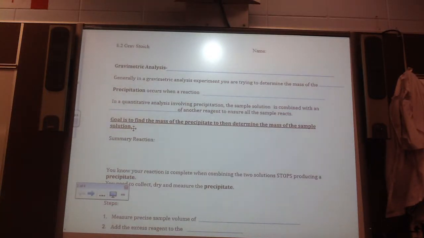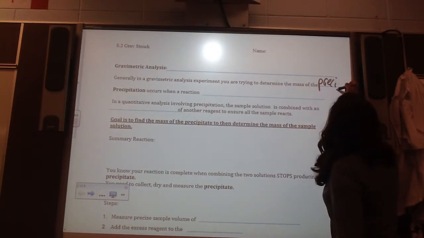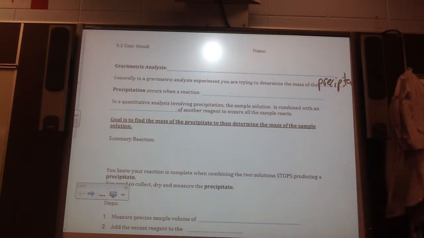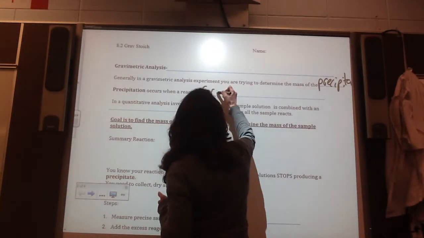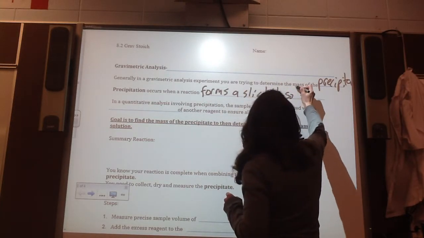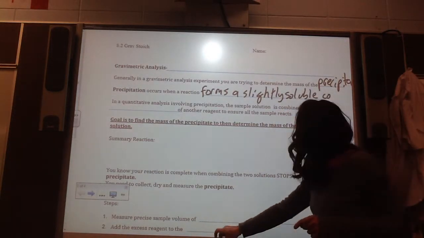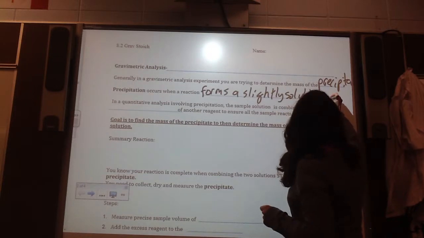Okay, generally, in a gravimetric analysis experiment, you are trying to determine the mass of the precipitate. A precipitation occurs when a reaction forms a slightly soluble compound, a slightly soluble product.